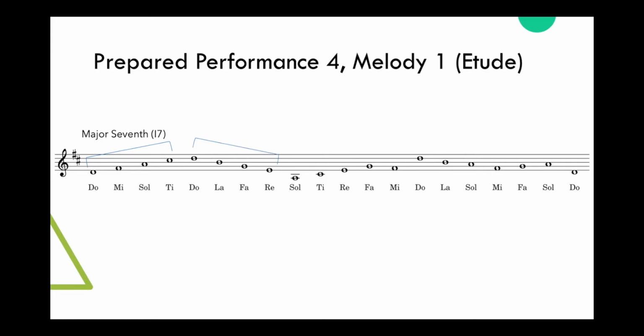Then the next one is a minor 7th. It's the 2/7. Do, la, fa, re. That's another really pretty chord. I love 7th chords. And then that's followed by a dominant 7th. Sol, ti, re, fa. And that resolves to mi, do.